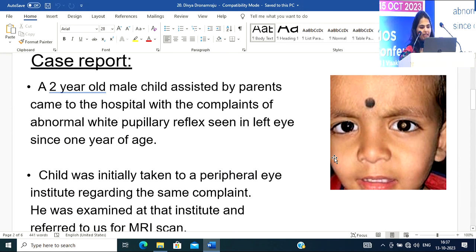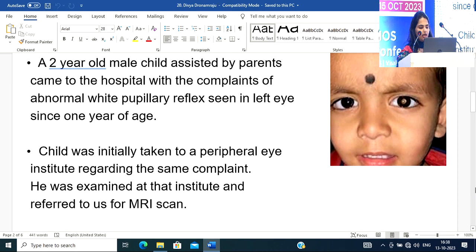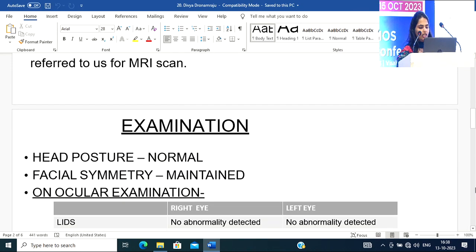Case report. A 2-year-old male child assisted by parents came to the hospital with the complaints of abnormal white pupillary reflex seen in the left eye since 1 year of age. Child was initially taken to a peripheral eye institute regarding the same complaint. He was examined at the institute and referred to us for MRI scan.